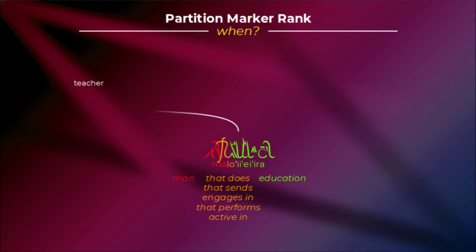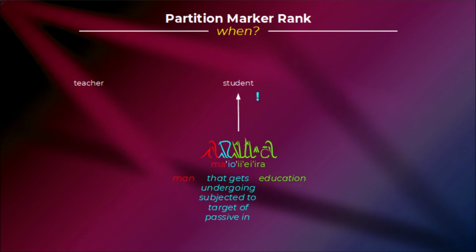So how do we say student then? Well, we can exchange the activity marker for the passivity marker io. Io has the same rank, so the structure of our compound word stays the same. Man that gets, man that undergoes education, man that is subjected to or the target of education, man passive in education. Okay? That leaves only the last word.